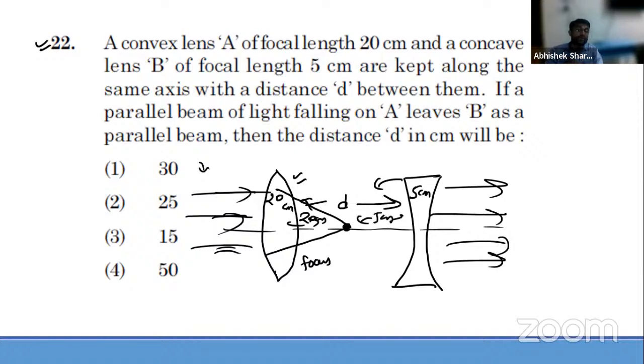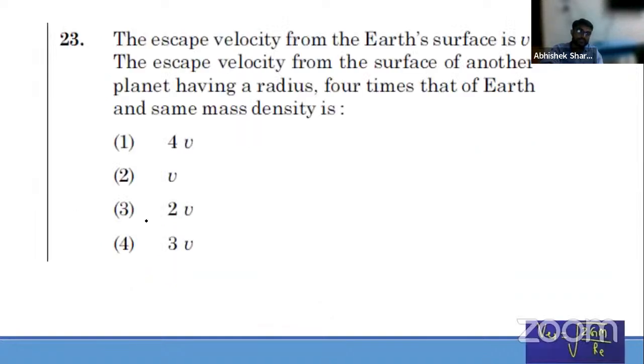Because remember, whenever you keep an object at the focus of the diverging or concave lens, the rays which pass out from the other side will be parallel. And that is satisfying the demand of this question. So the net answer will be 20 plus 5, that is 25 centimeter. Okay? Answer is 2. Let us move to the next.